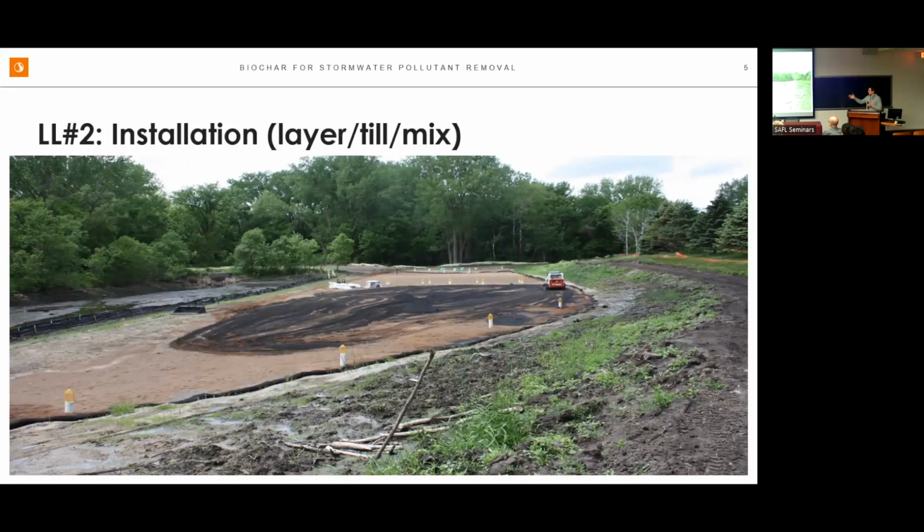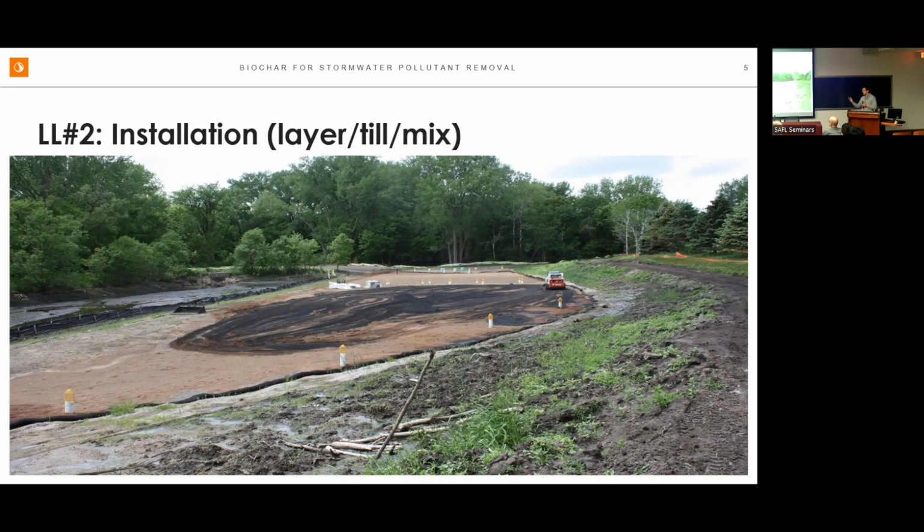At this project, our supplier kind of dropped out, and so we still had to install the iron enhanced sand. Then you can see on the cell closest to us, there's a little berm down the middle of the cells that separates them. But at the cell closest to us, this is the Woodcrest filter, we're actually tilling in the biochar on top.